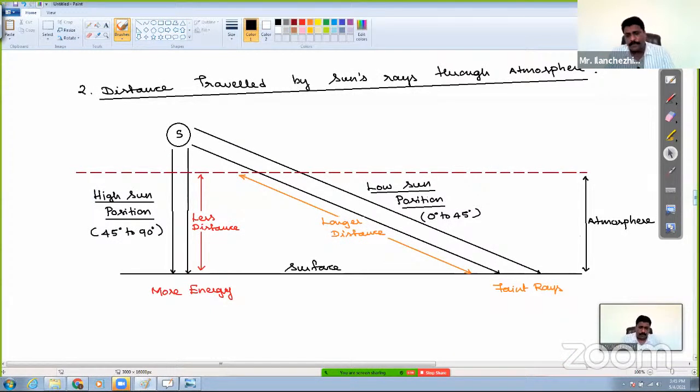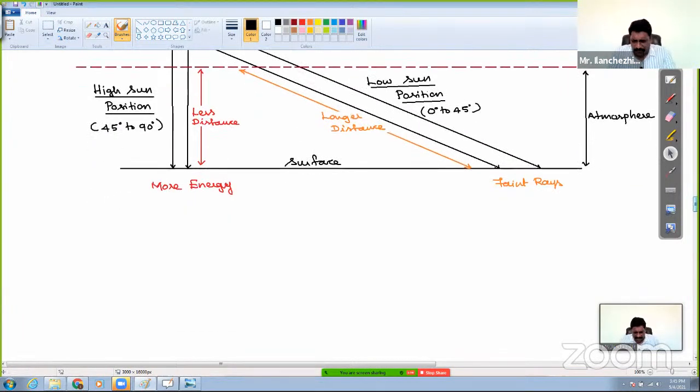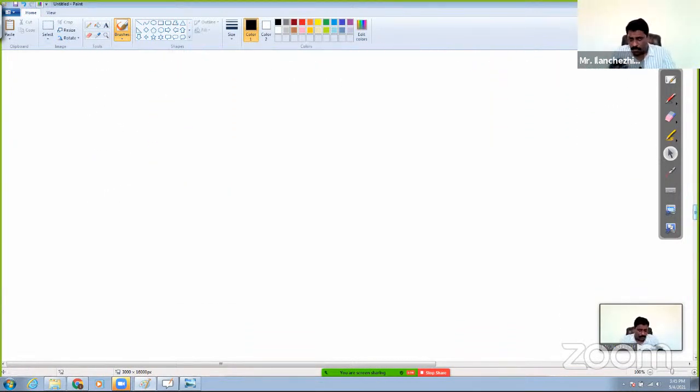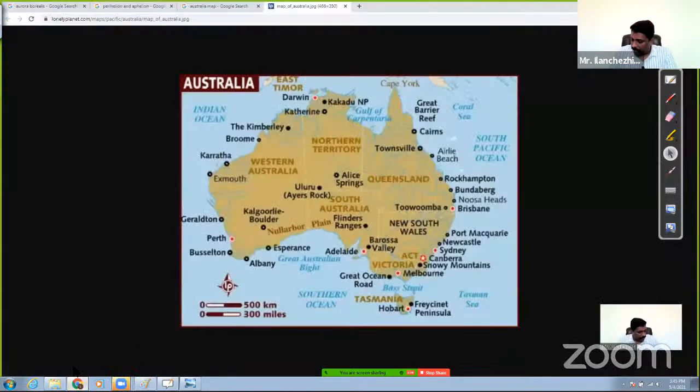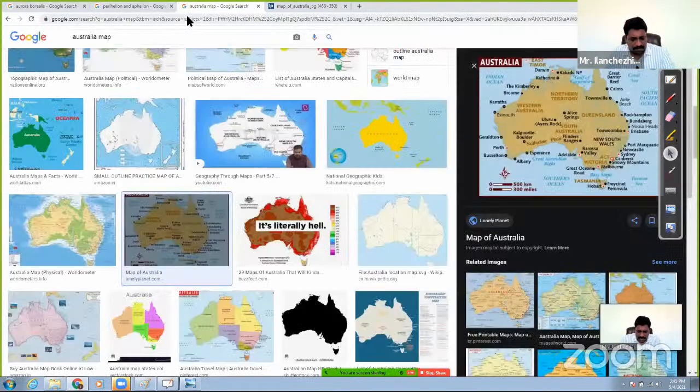Right, my friends. So what is this: the angle of sun's rays and the distance traveled by sun's rays through the atmosphere. Both we have taken. Now, the third factor, my friend. The third factor is very simple. It's not so technical. And one more thing: I have given you two factors, and I'll give you the consolidation of these factors.